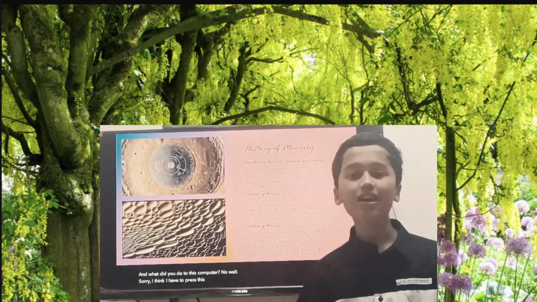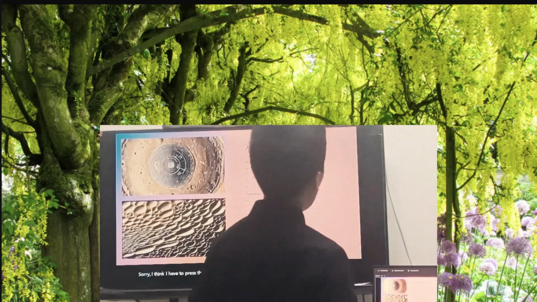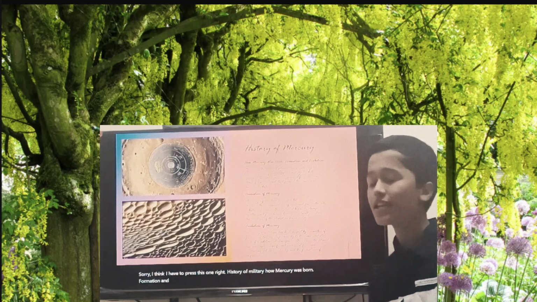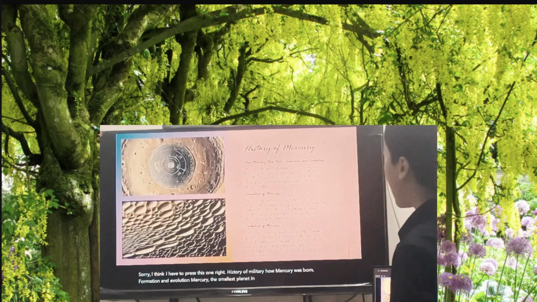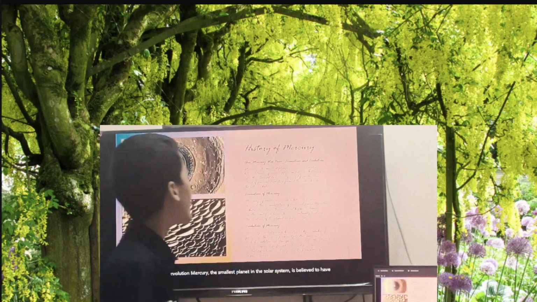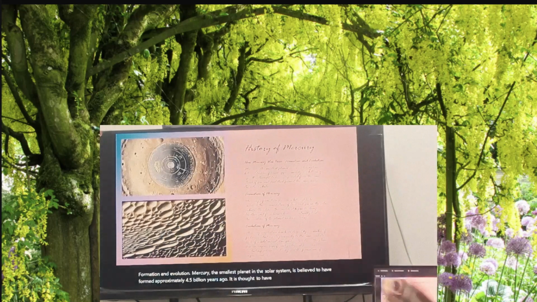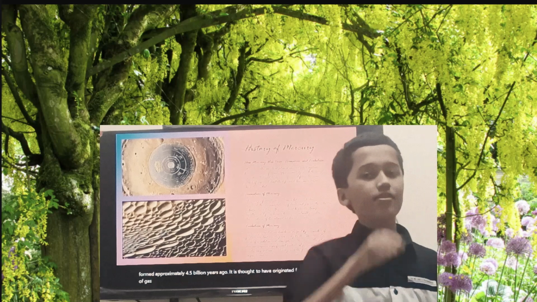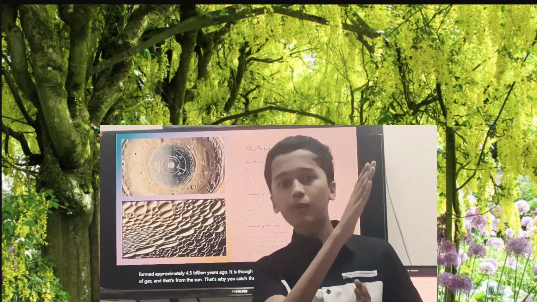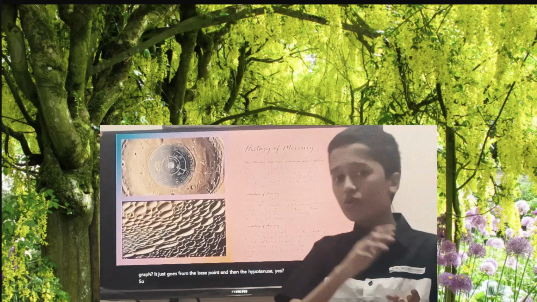Right. History of Mercury. How Mercury was born. Formation and evolution. Mercury, the smallest planet in the solar system, is believed to have formed approximately 4.5 billion years ago. It is thought to have originated from the same cloud of gas and dust as the sun. That's why you catch the point. Remember I told you about the graph? It just goes from the base point and then the hypotenuse? Yes.